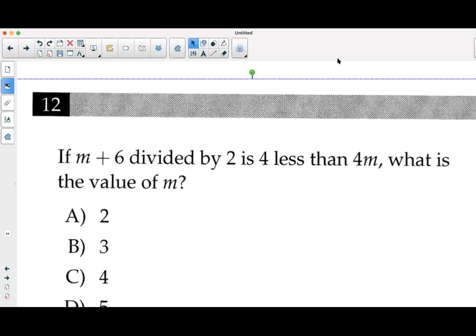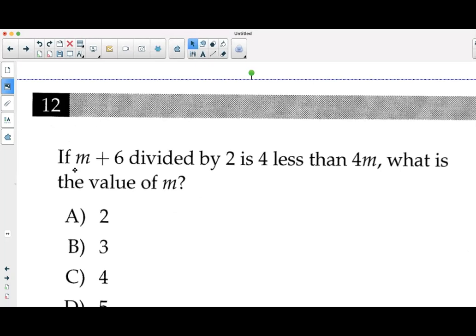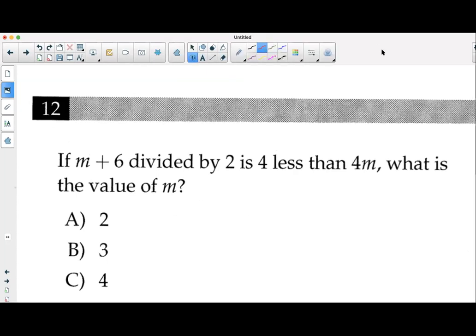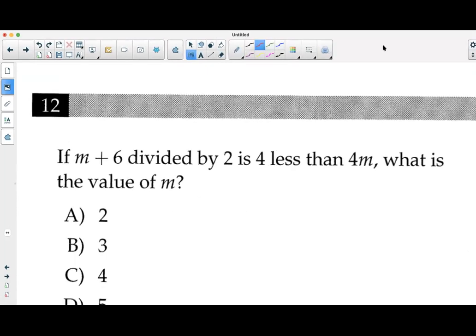So let's look at the first question first. Number 12. M plus 6 divided by 2 is 4 less than 4m. In this case, we just have to be careful in terms of writing down the equation. M plus 6 divided by 2 is equal to 4 less than, that means minus 4, has to be at the end. 4 less than 4m. That's how we can set it up. What's the value of m? One of the common mistakes is people writing down 4 minus 4m, but in fact it has to be 4m minus 4.